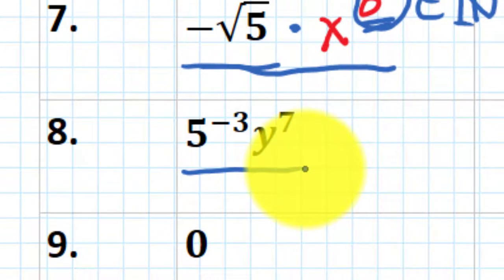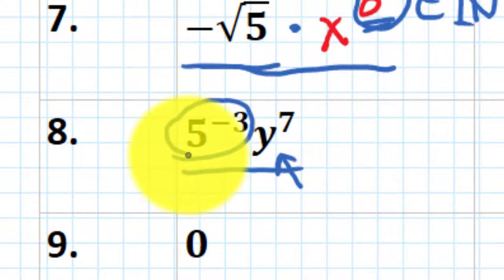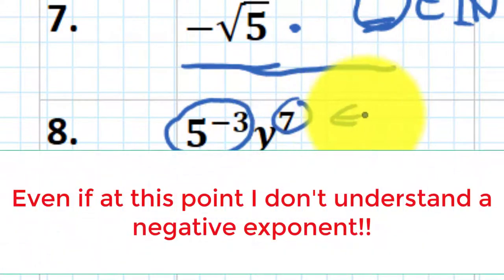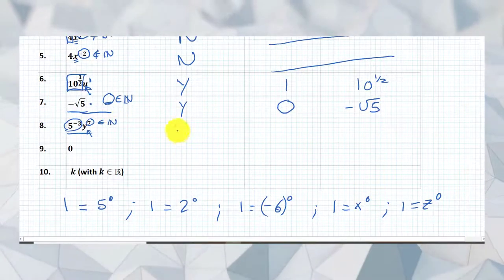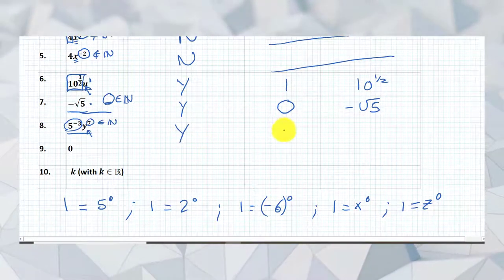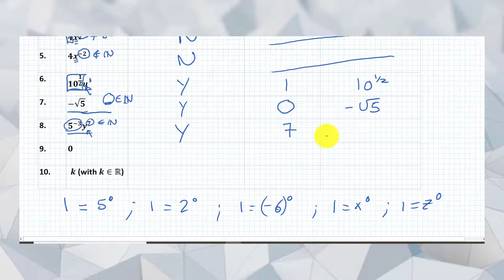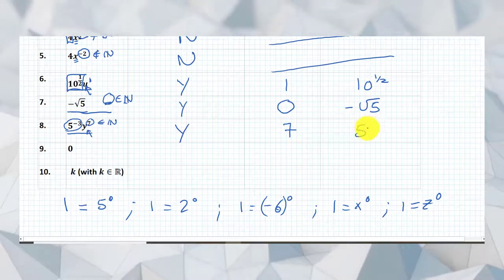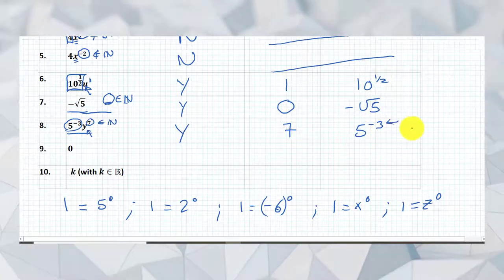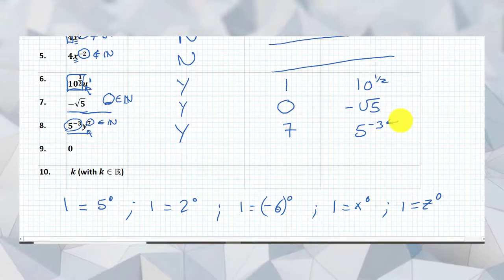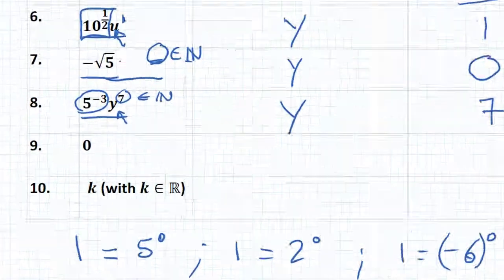Is this a monomial? In this case, I do see the variable right here. So that's my coefficient. The power is a natural number. So yes, it is a monomial. The degree is 7, and the coefficient is 5 to the negative 3. It doesn't matter that this exponent is negative, because it is not the variable's exponent. How about number 9 now?